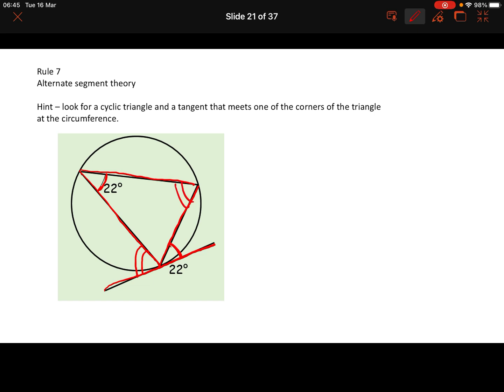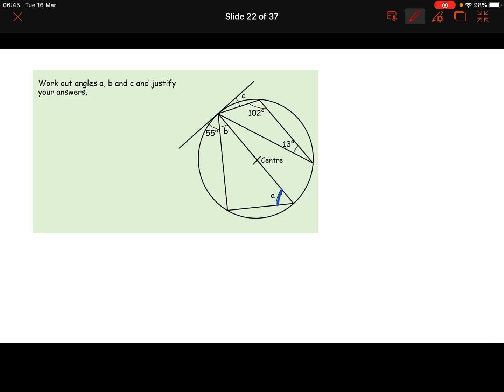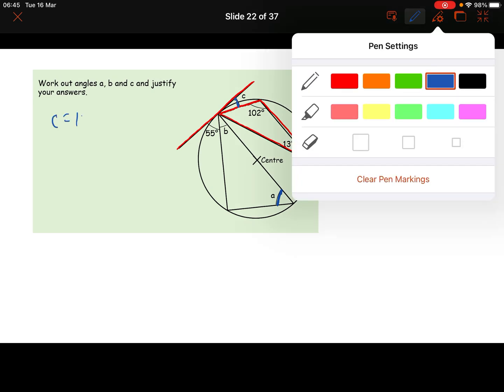So let's have a look at a little question here. Work out angles A, B and C and justify your answers. So what I know is that according to alternate segment theorem, here is a tangent meeting a cyclic triangle at the circumference. Now what does that tell me? That tells me that angle C is the same as 13. So I know C. C is equal to 13 degrees because of alternate segment theorem.